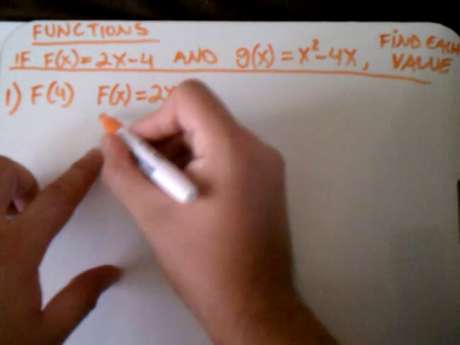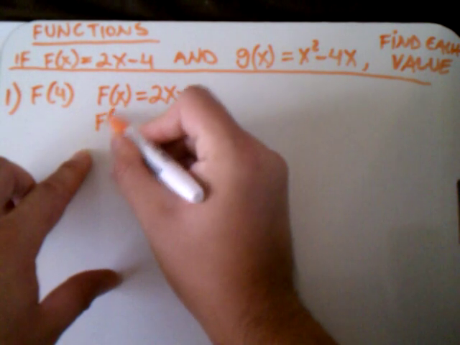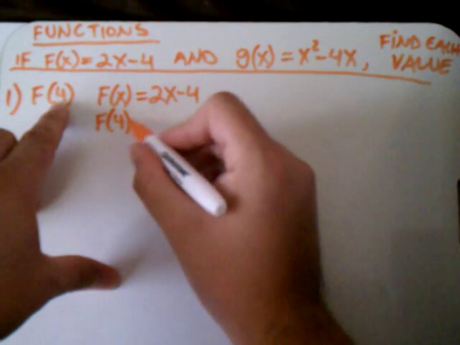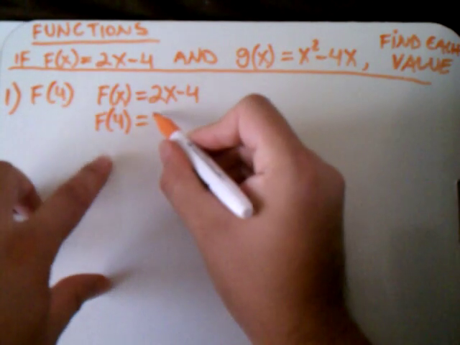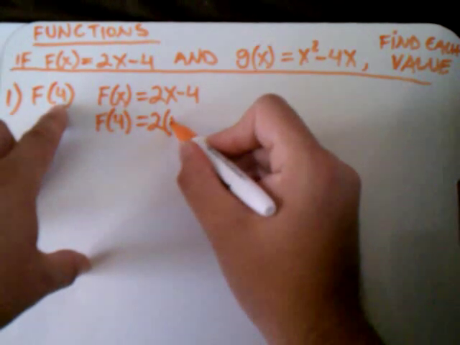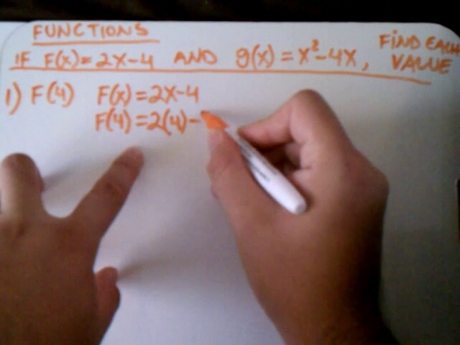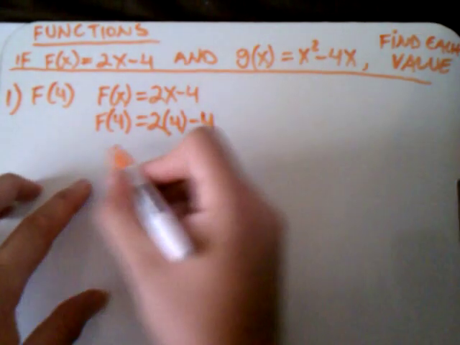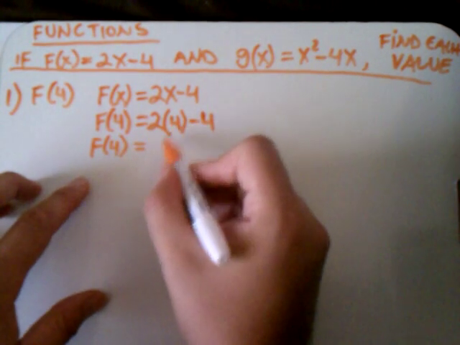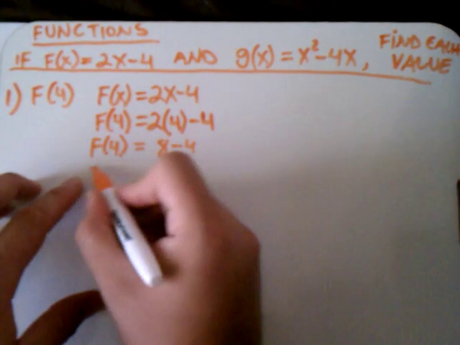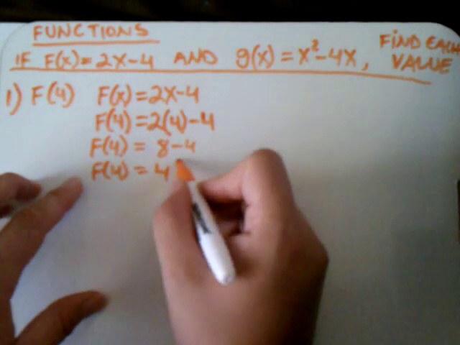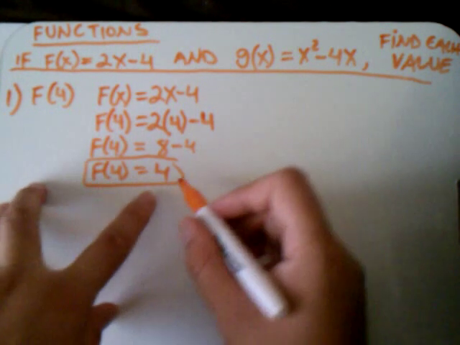That means that wherever you have an x, you're going to write the 4 instead of the x. In this case, I have 2x, so I have to write 2 times 4. Okay, and then copy everything else exactly like it is. Okay, so again, f of 4 equals 2 times 4 is 8 minus 4. So f of 4, 8 minus 4 is 4. Okay, so this would be your answer.